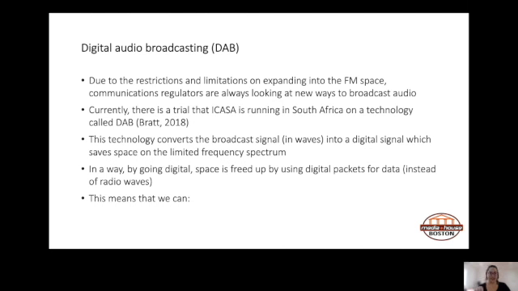What DAB does is it converts the broadcast signal, so it converts the waves into a digital signal, so ones and zeros in essence, which saves space on the limited frequency spectrum because it takes away these waves and it literally transfers it into ones and zeros into digital. So in this way, by going digital, space is freed up by using digital packets of data instead of the radio waves. So these digital packets of data, again, just think of ones and zeros, okay?